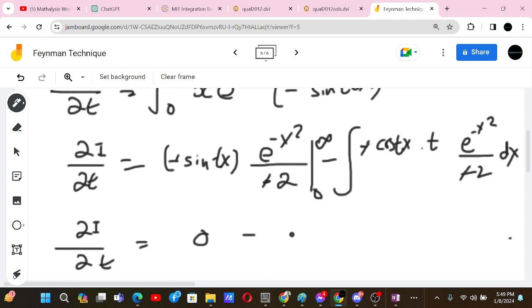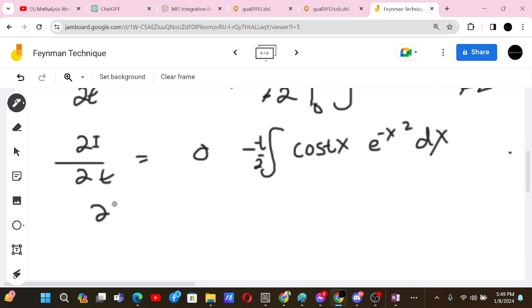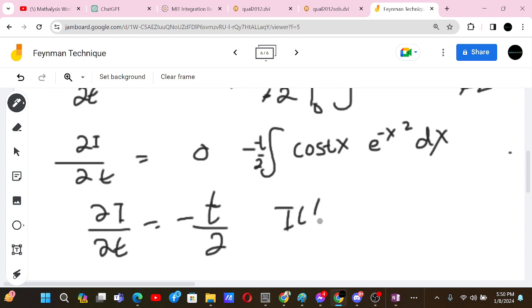And then minus, we will have the integral of t by 2 over here, and then cos tx e to the power minus x square dx. Yeah, and now this is the original integral I of t. So we have dI by dt equals minus t by 2 times I of t.